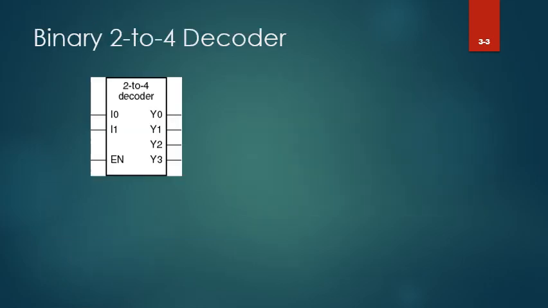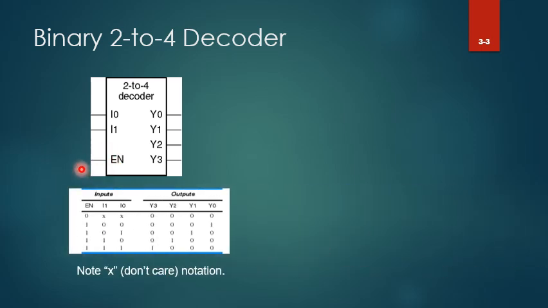Let's look at the detail of the binary 2 to 4 decoder. So we have the 2 bits at the input side, as the name tells. 2 refers to the 2 bits of the binary input, and 4 refers to the 4 bits of output to be generated corresponding to the 2-bit binary received at the input side. And it has only one enable port to enable the decoder.